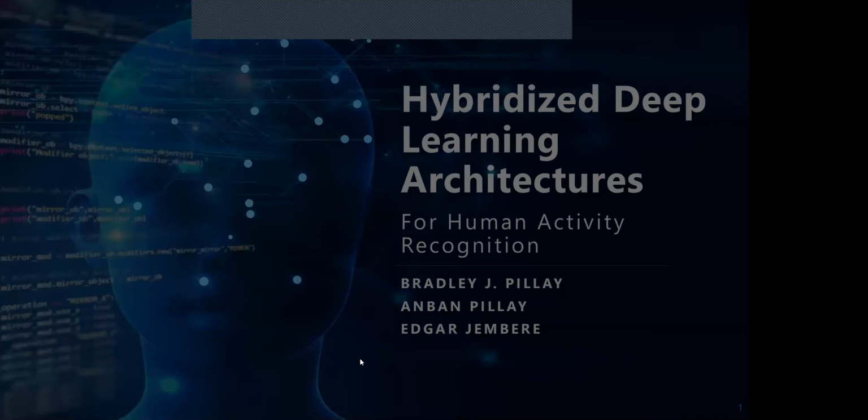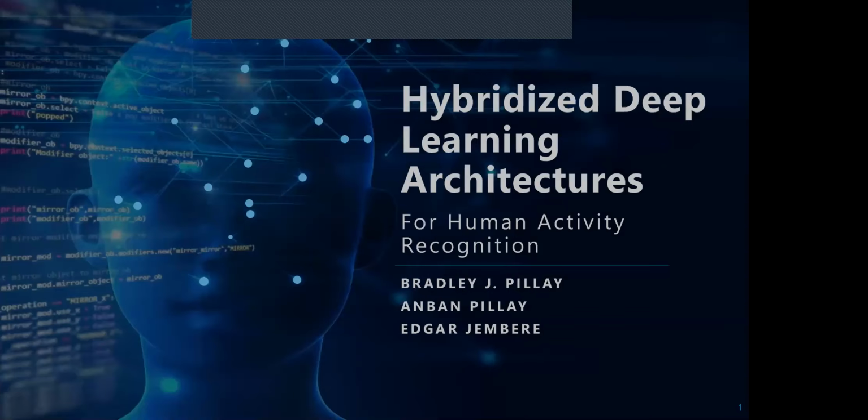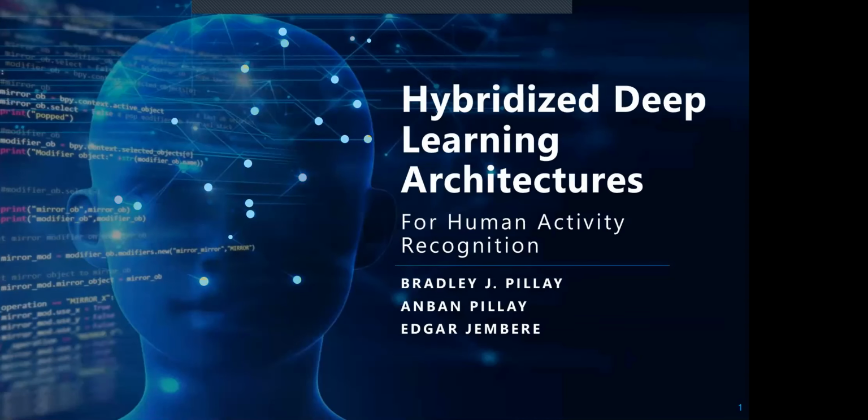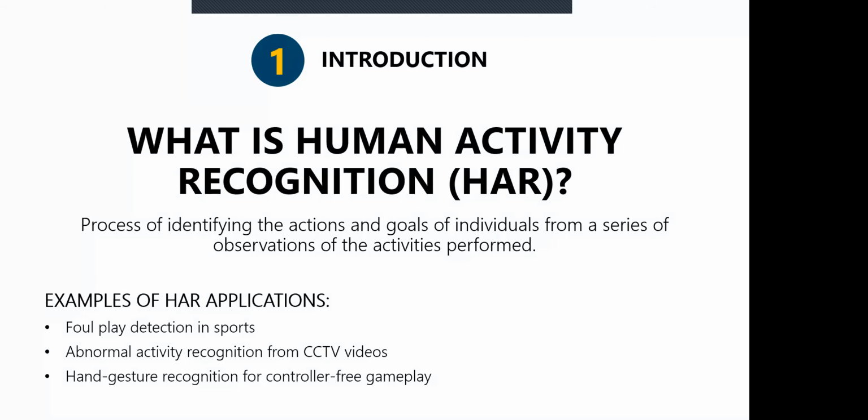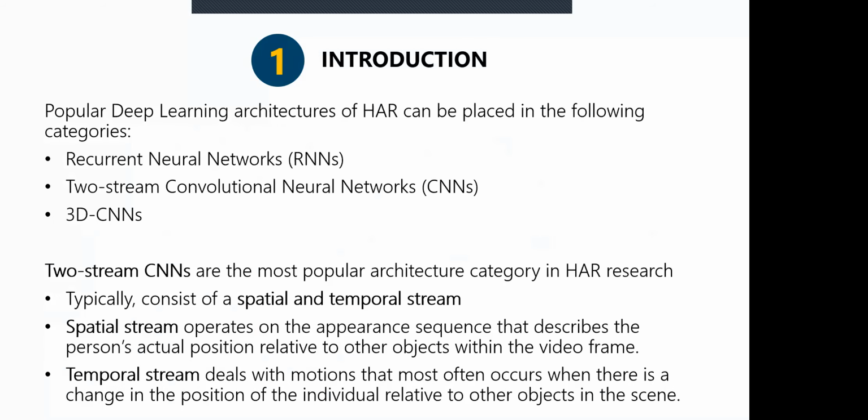Good morning, everyone. My topic today is on hybridized deep learning architectures for human activity recognition. So what is human activity recognition? It's the process of identifying the actions and goals of individuals from a series of observations of the activities performed. Examples of applications include foul play detection in sports, abnormal activity recognition from CCTV videos, and gesture recognition for controller-free gameplay.